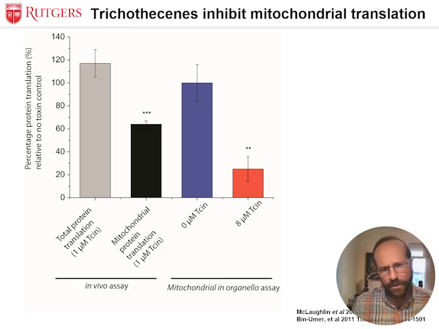If we look in more detail at an in organello assay, we also see trichothecene having an impact on translation. This is a case where you take the mitochondria, separate them from the cell, and do the assay only on the mitochondria, and that's an in organello assay. It's further proof that these toxins impact mitochondria directly.